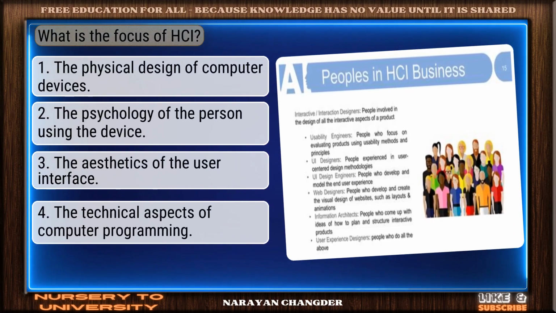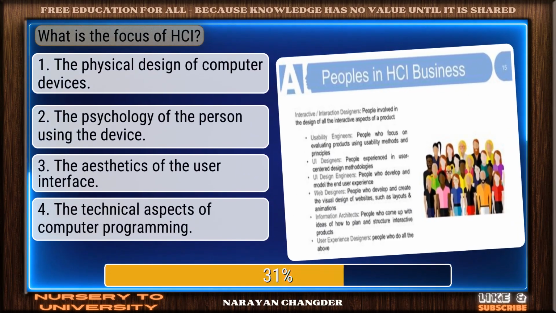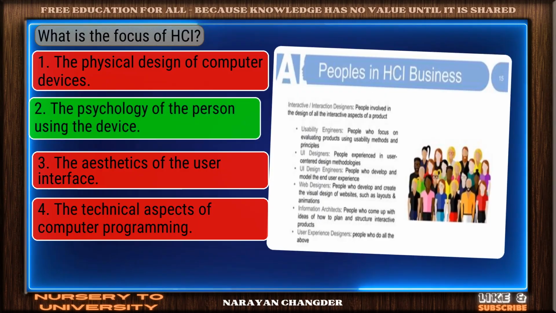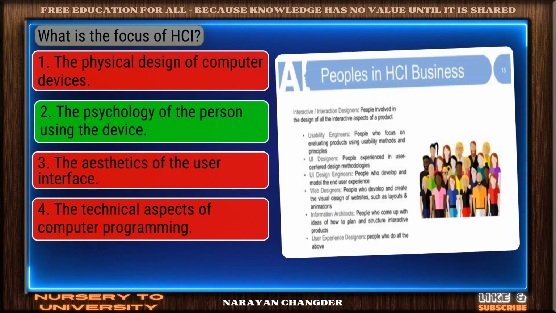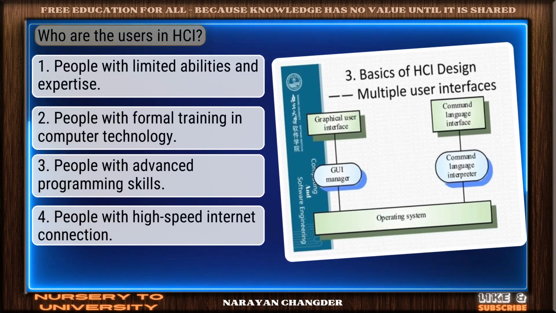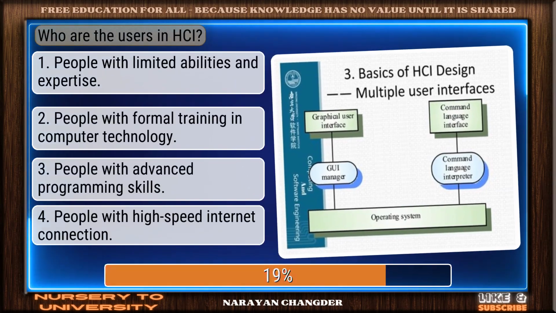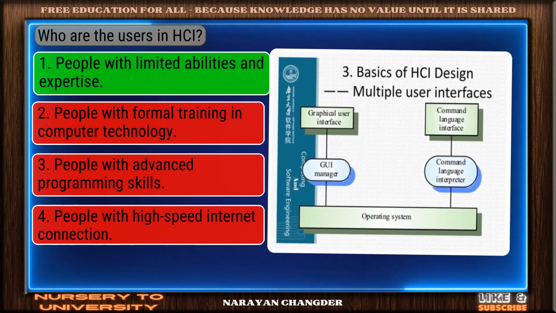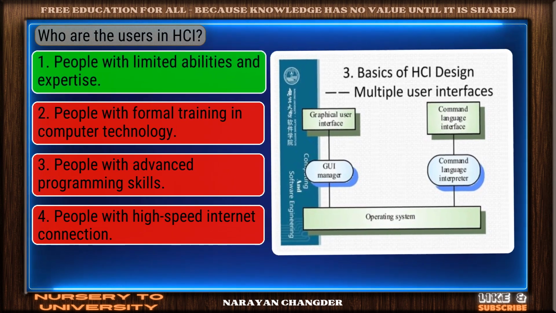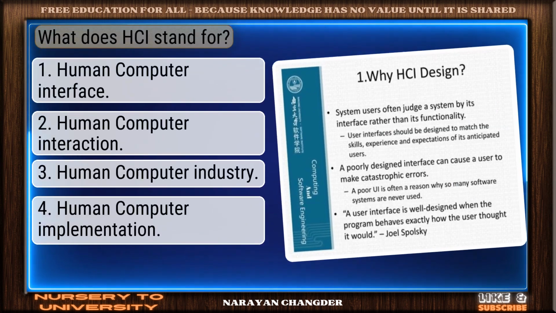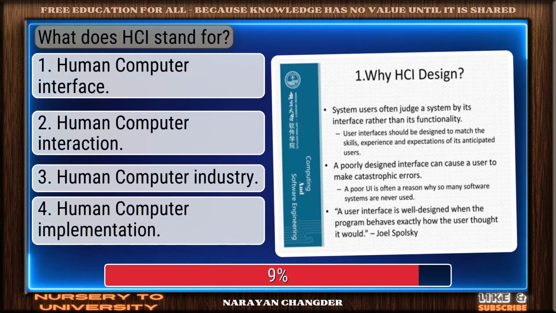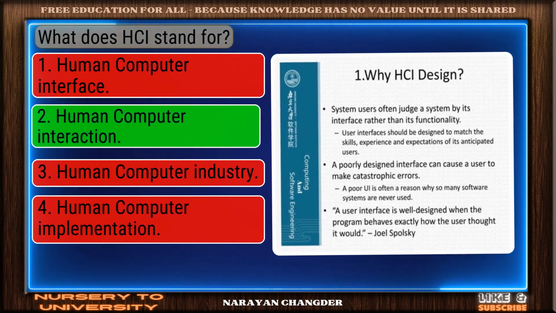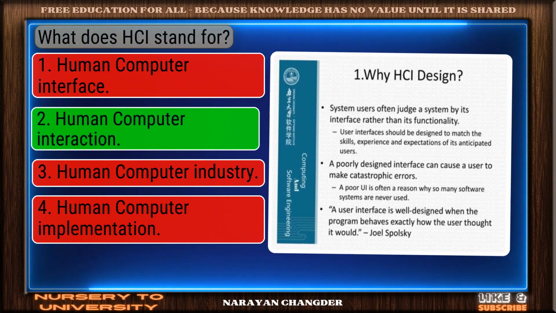Question number 76. What is the focus of HCI? Smart pick. The psychology of the person using the device is the correct choice. Question number 77. Who are the users in ASCII? Nice selection. People with limited abilities and expertise is the correct and valid answer. Question number 78. What does HCI stand for? Right again. Human-computer interaction is a valid answer.